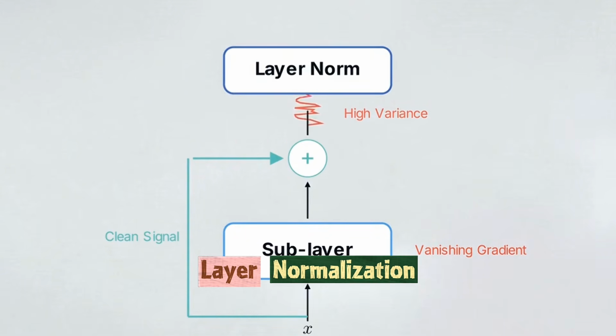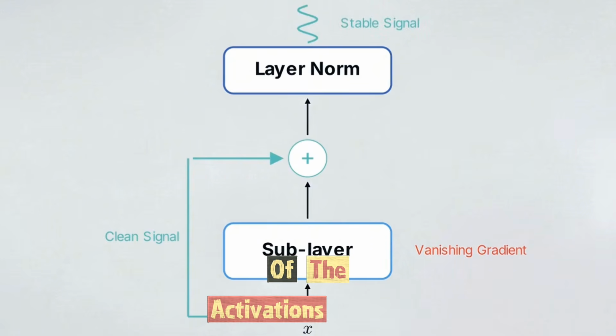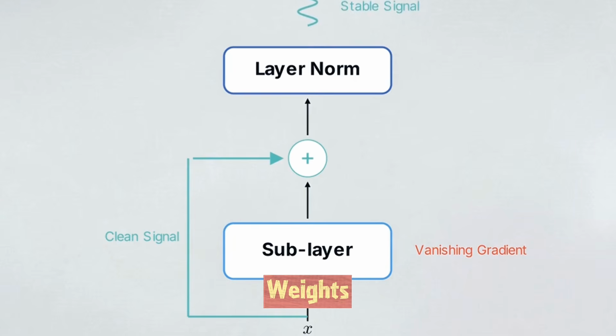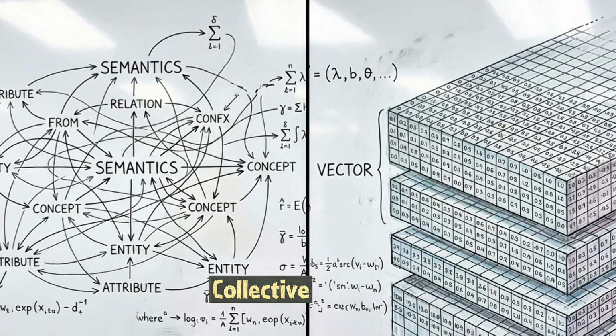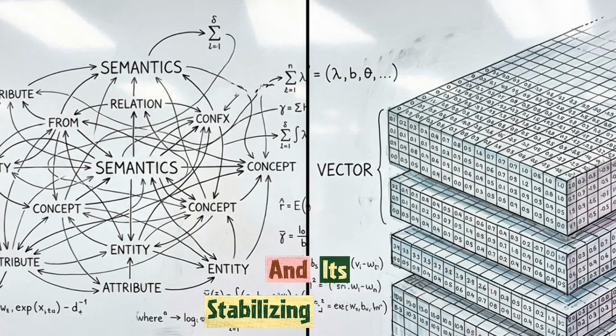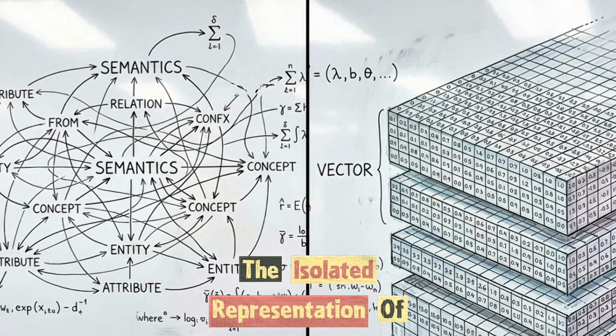Finally, layer normalization is applied to the summed result. This stabilizes the variance of the activations across the features, making the model less sensitive to its starting weights. Self-attention builds the collective context, but the highly parameterized feed-forward network and its stabilizing residual pathways are what actually refine the isolated representation of each word.